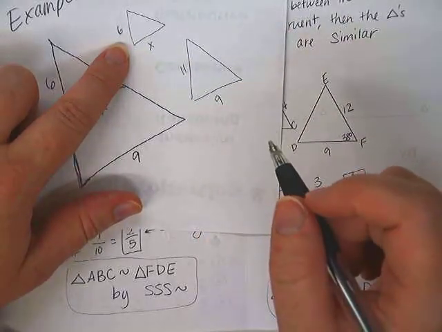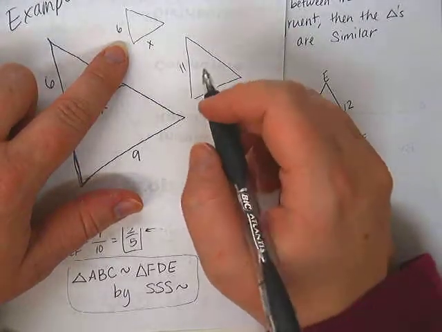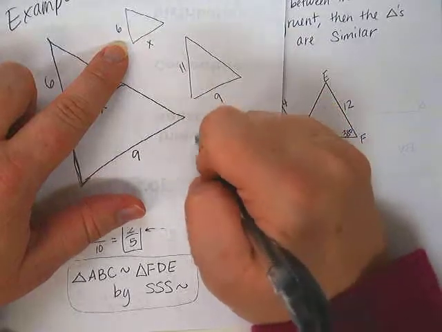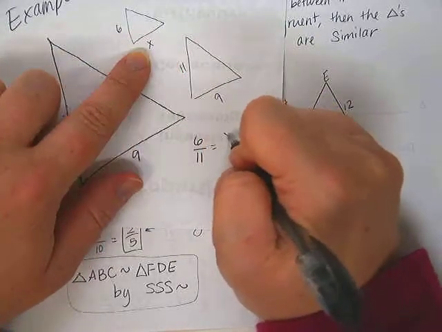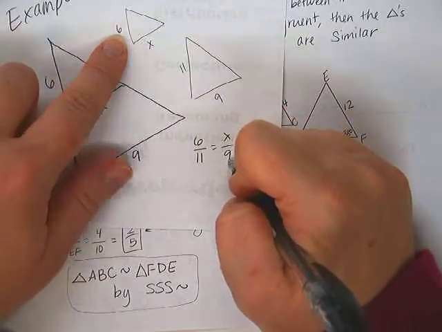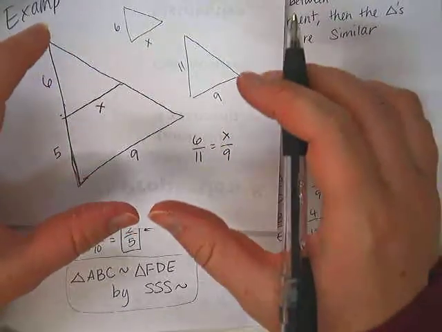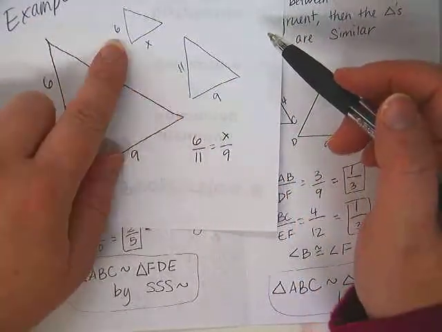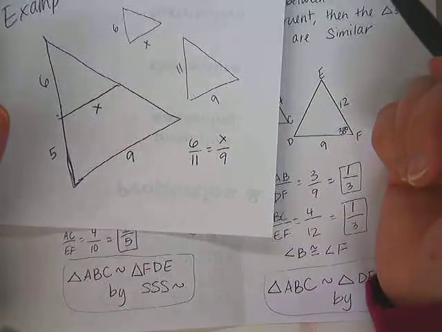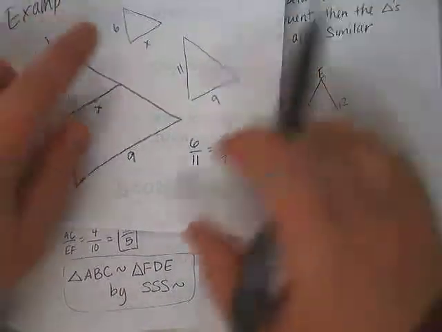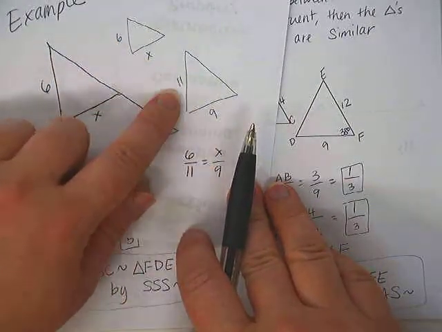So now can I set up ratios to solve this? How do I do ratios to solve this? Tell me what to write. Alex, louder. Okay, 6 over 11, because those match up, equals x over 9. Notice since she went from small to big, the second time she went from small to big. You have to keep it the same way both times. If you decided to do 11 over 6, then you would have to do 9 over x.